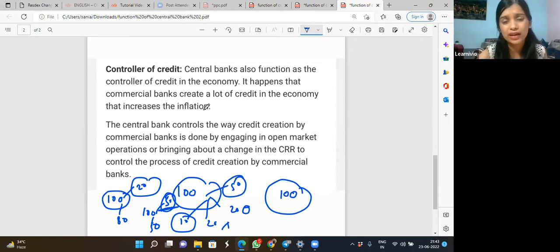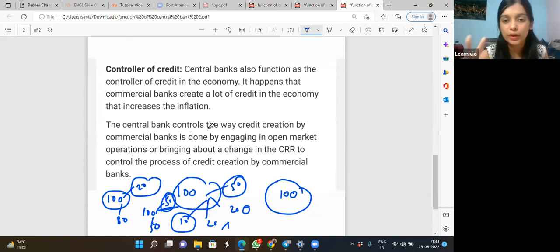For example, if you have only 10 rupees, you won't be spending it. But in case you have 100 rupees, there are high chances that you will be spending your money. So when there is lots of money, because of it inflation takes place, and only then the central bank acts as a credit controller and controls the credit and money supply.